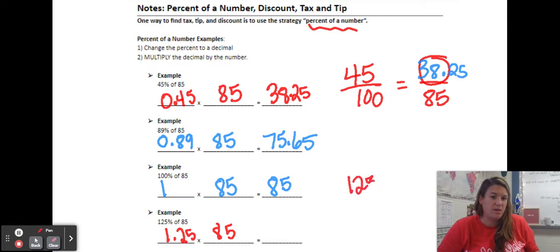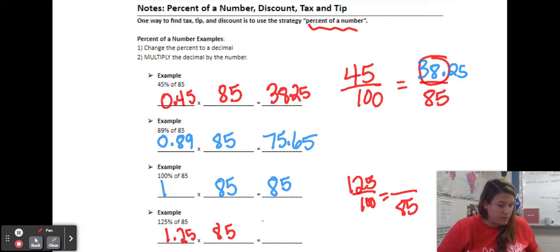It's like 125% out of 100 is what out of 85? Well, it's got to be more than that. So 1.25 times 85 is 106.25.